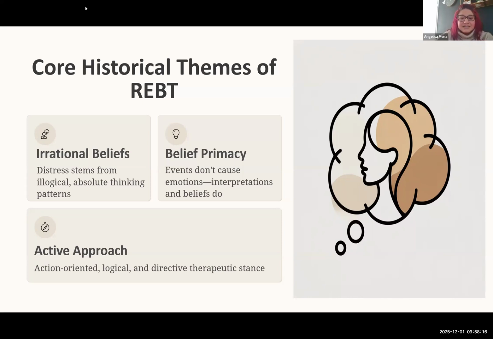And so this is the idea that events do not directly cause feelings. Instead, it's our interpretation, the underlying belief system, that creates our emotional response. So, for example, two people can experience the same disappointment and have entirely different beliefs. And so REBT is going to focus on the interpretations of those events, right?